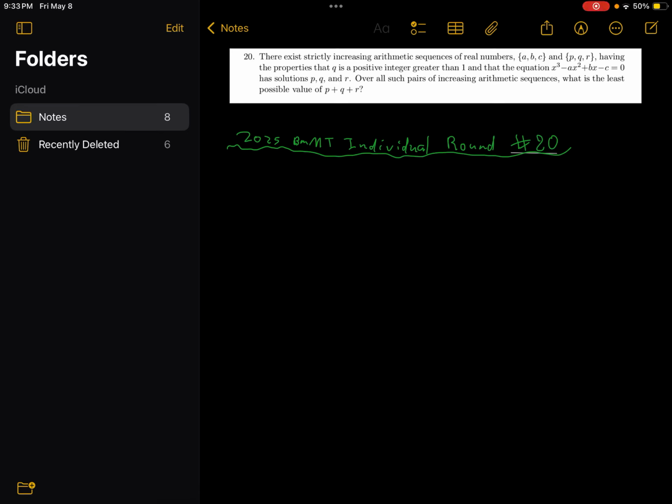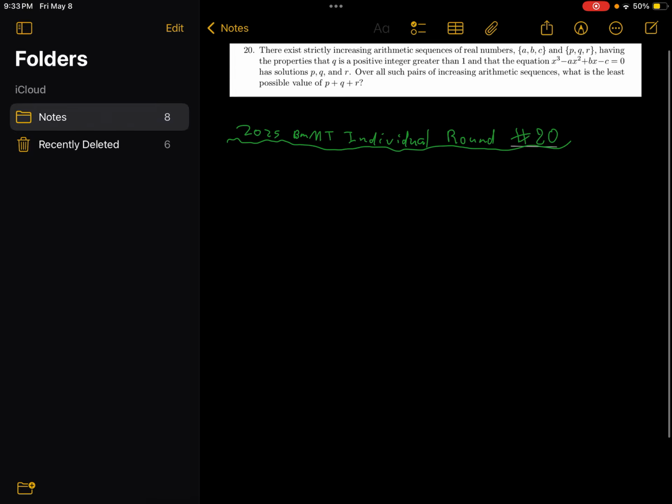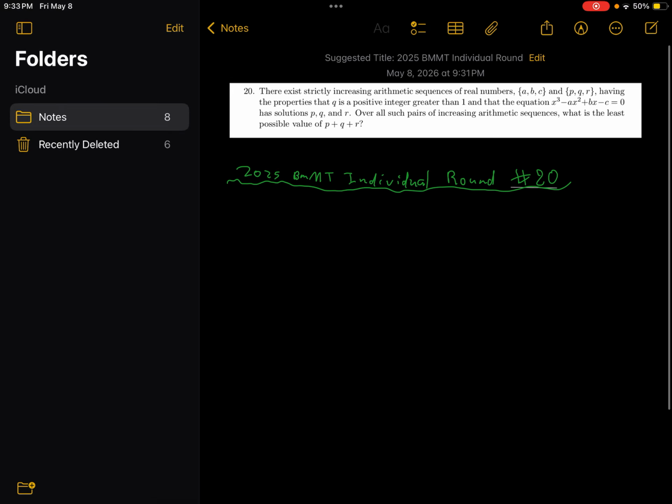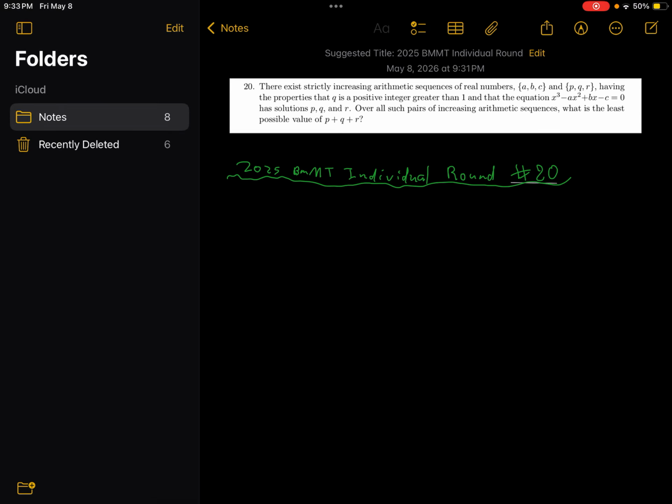So this problem was from the 2025 Berkeley Mini Math Tournament Individual Round, problem 20. So basically it was the last problem, the last question on the 2025 Berkeley Mini Math Tournament Individual Round. So let's read the problem.